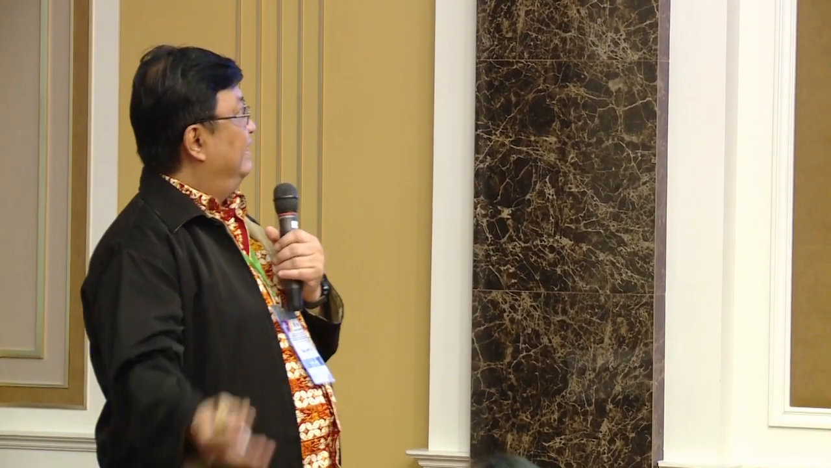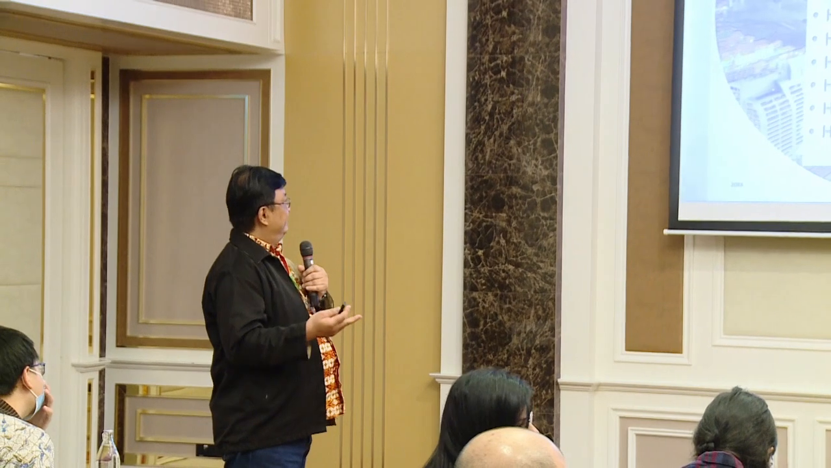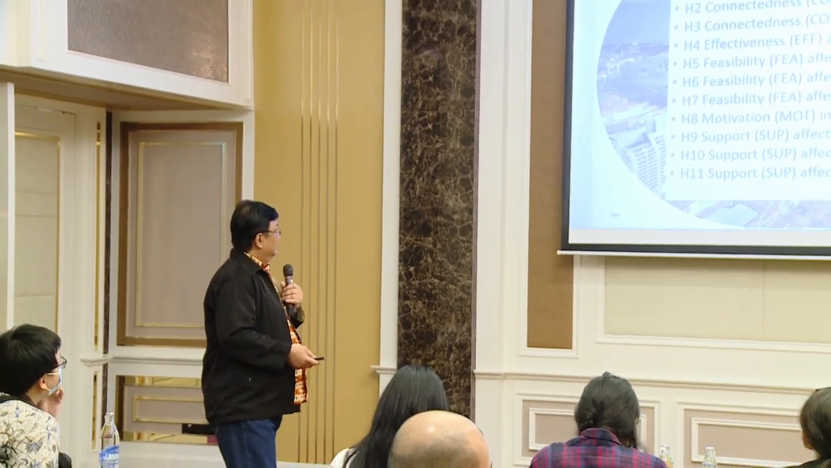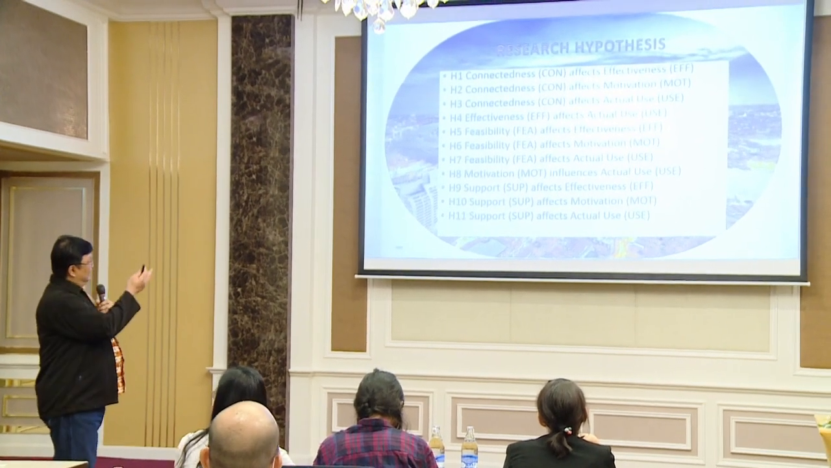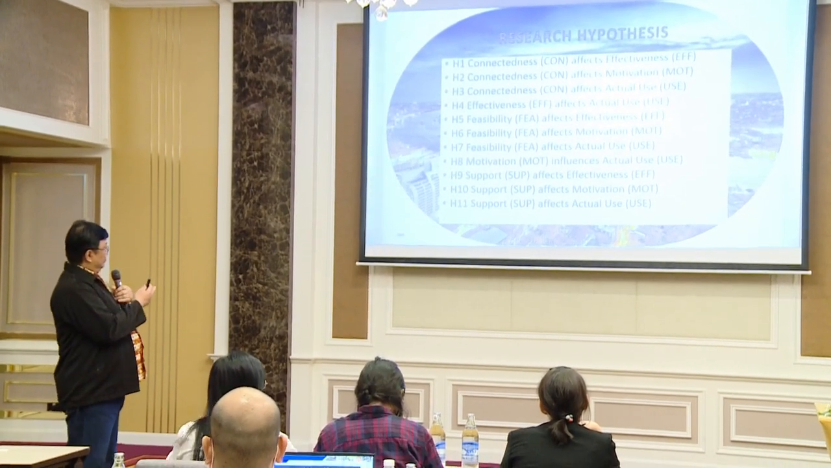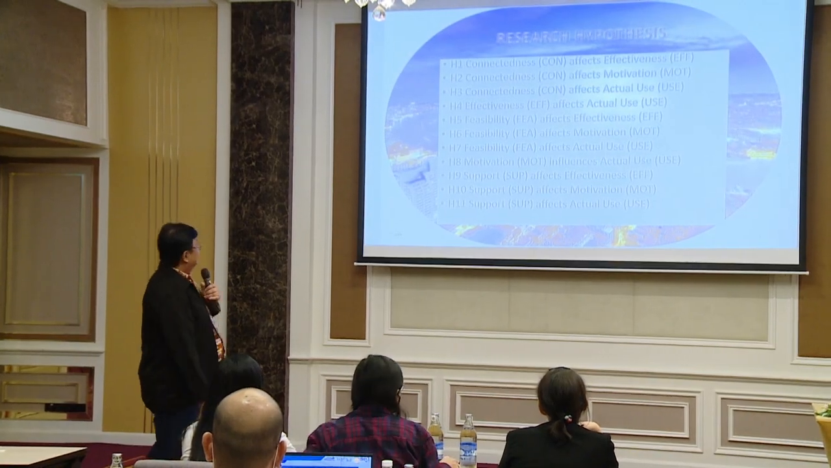There are 11 hypotheses based on the research model. The first is connectedness affects effectiveness, and then connectedness affects motivation, connectedness affects actual use. Effectiveness affects actual use, feasibility affects effectiveness, feasibility affects motivation, feasibility affects actual use, motivation affects actual use, and support affects effectiveness, motivation, and actual use. These are the hypotheses.